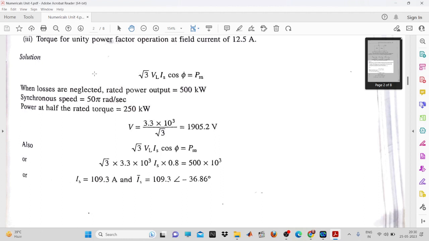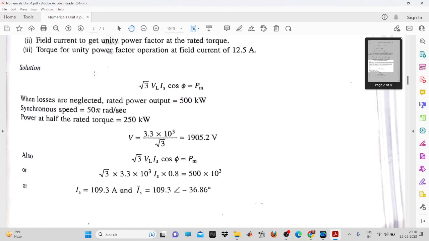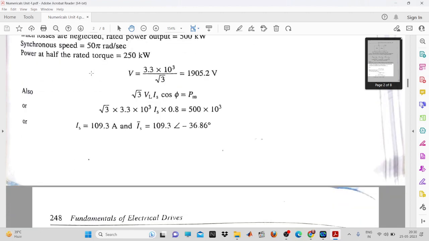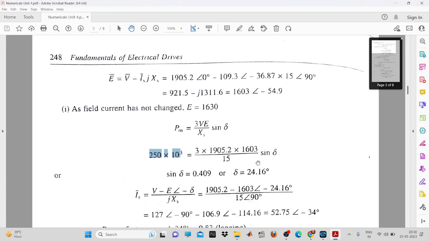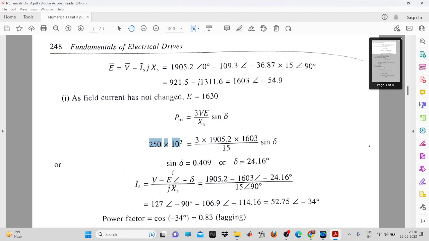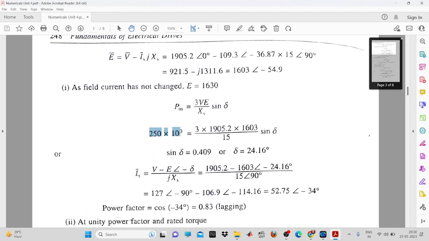So how to calculate delta? In this case, delta will be calculated by a simple equation. In which equation do we have delta? I think it is 3 into V into E upon X sine delta. Fine. So the rated torque is half, so sorry, the power is also half. So we have taken this power, and this is 3 into V, the per phase voltage, and the excitation has not changed because the rated field current is there. After calculating sine delta, you can easily calculate using this equation.